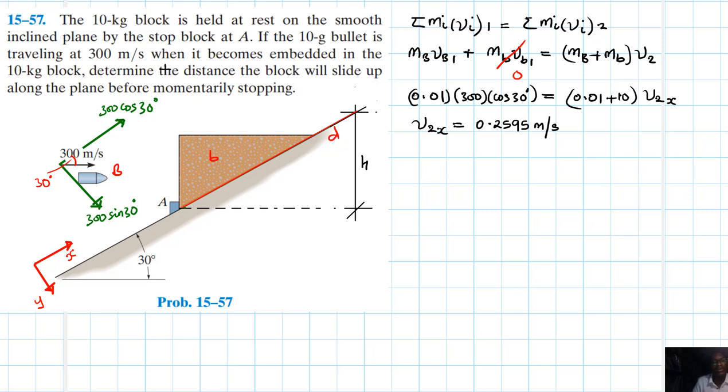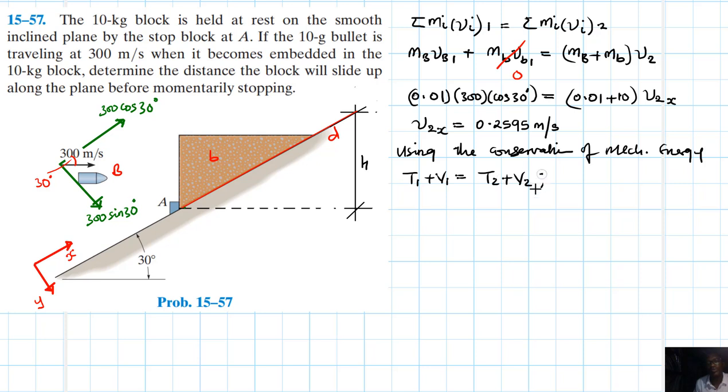So I'm going to use the conservation of mechanical energy. This just becomes T1 plus V1 equal to T2 plus V2. T itself is just equal to half m v squared, and V is just equal to V_g plus V_e. So what do we have?